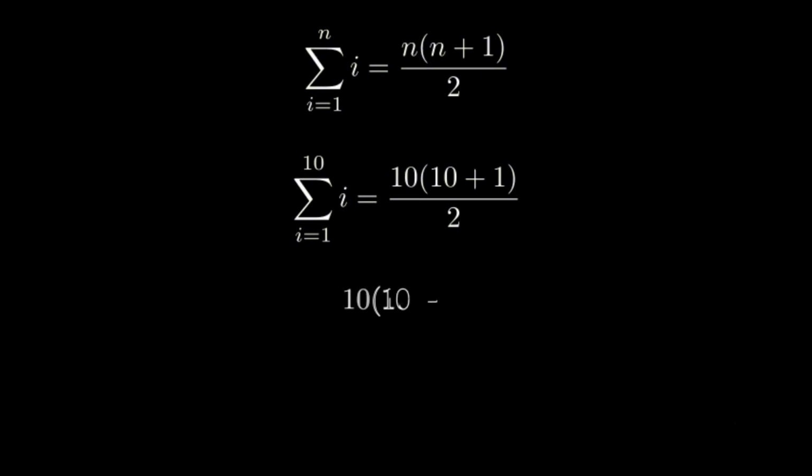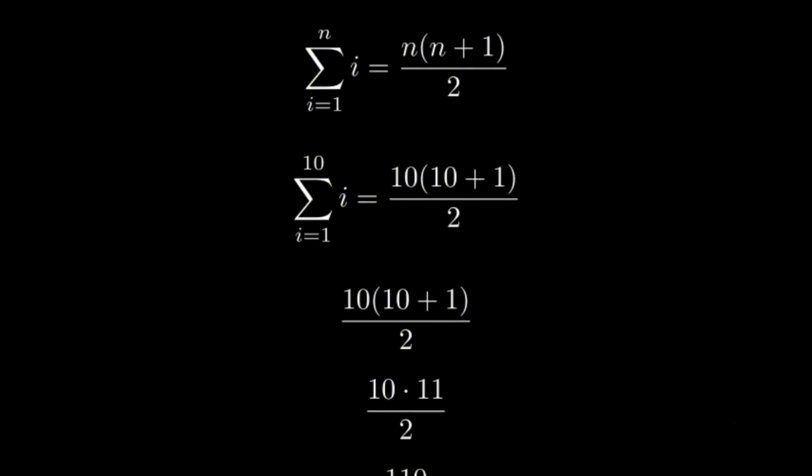Now let's solve the right side of the equation step by step to find the numerical value. First, we calculate what's inside the parentheses. 10 plus 1 equals 11. Next, we multiply 10 by 11. 10 times 11 equals 110. Finally, we divide 110 by 2. This gives us our answer, 55. So according to our formula, the sum of the first 10 natural numbers should be 55.